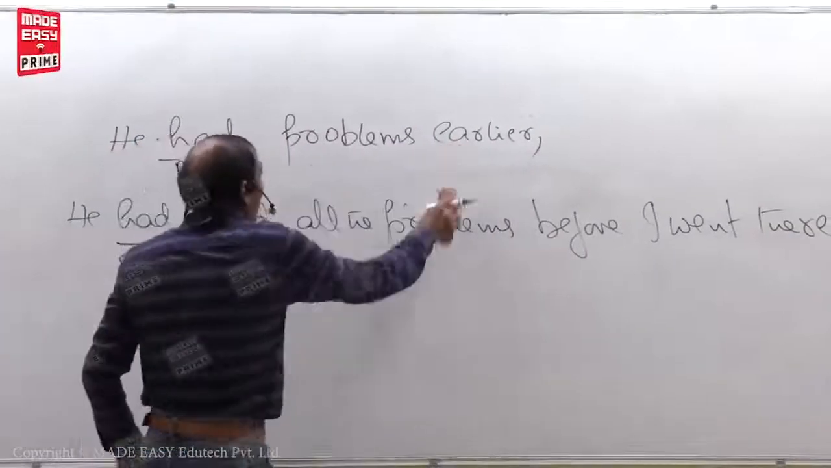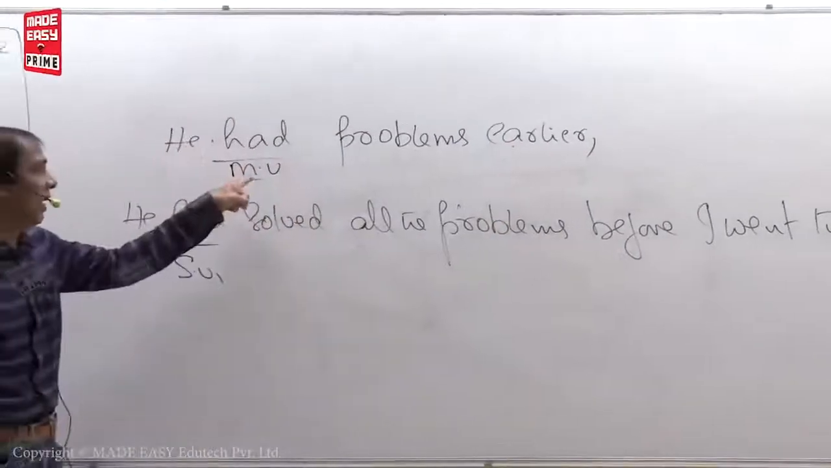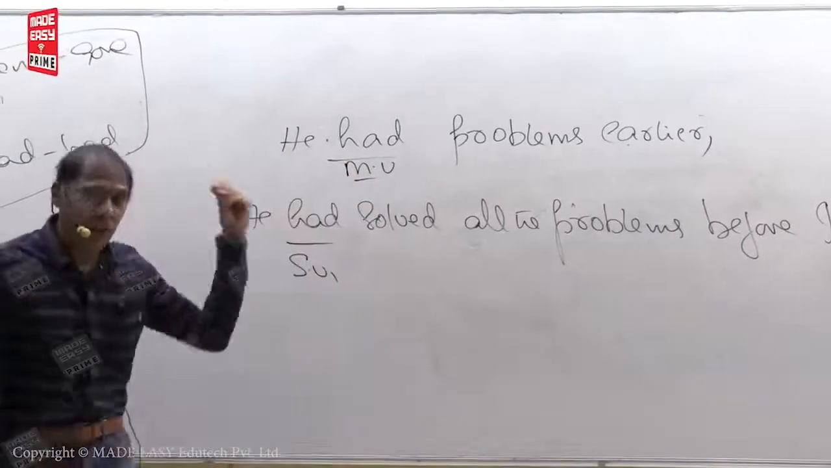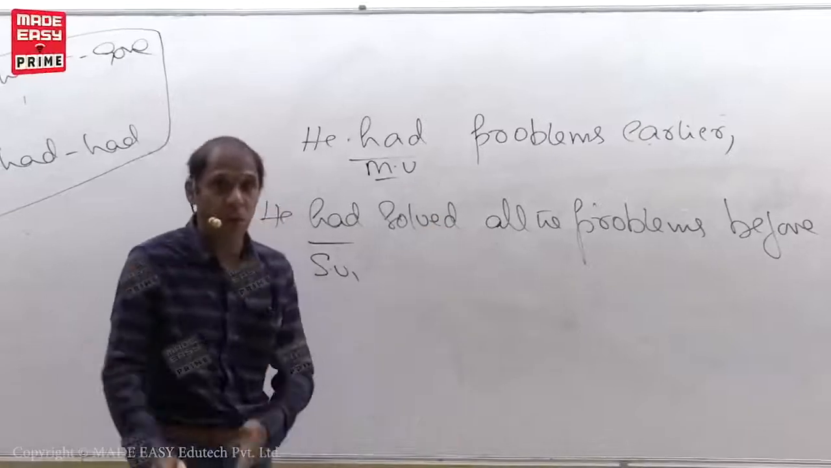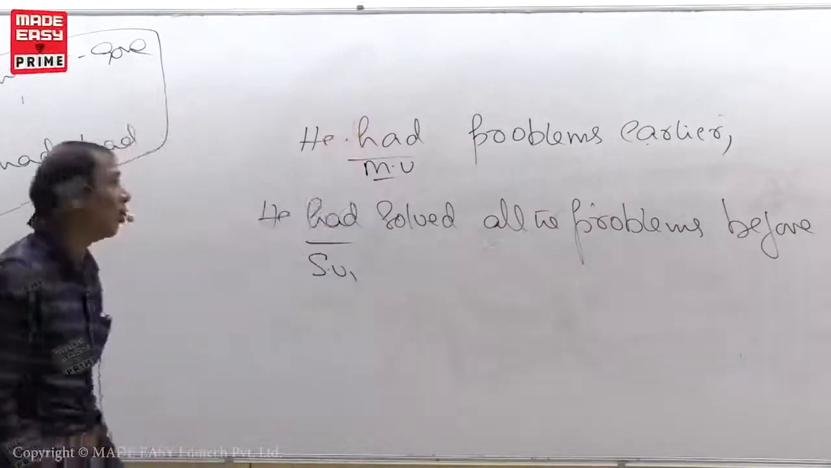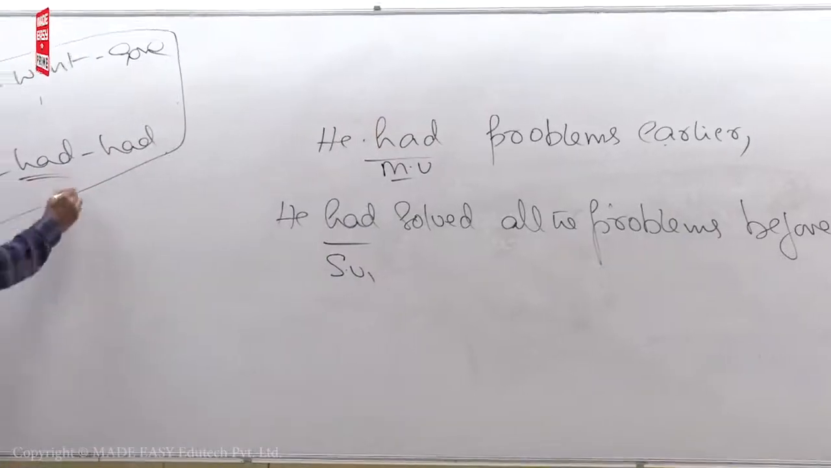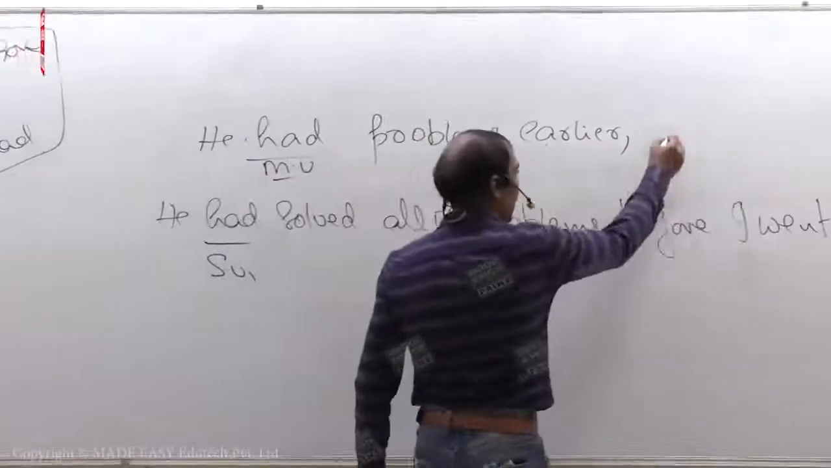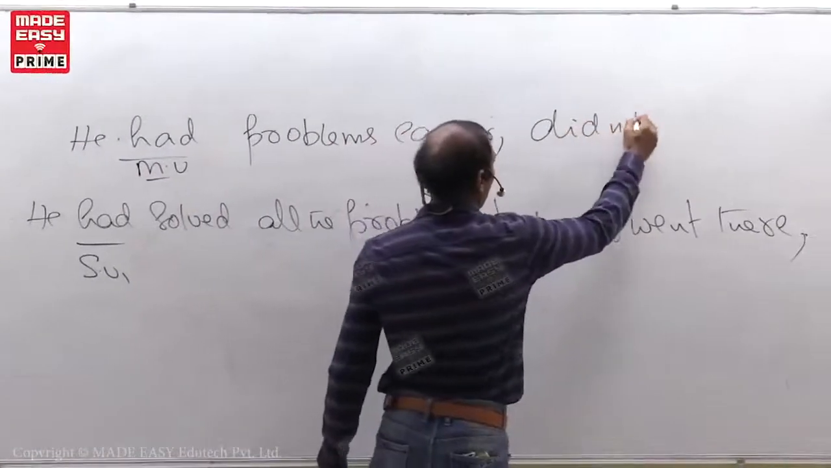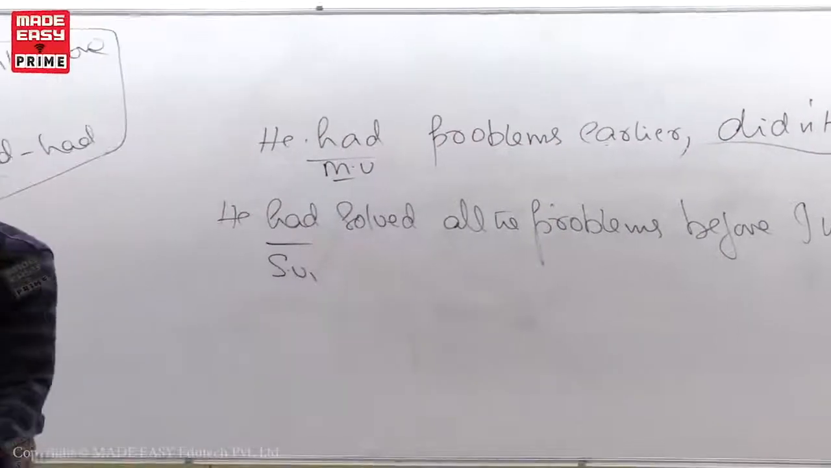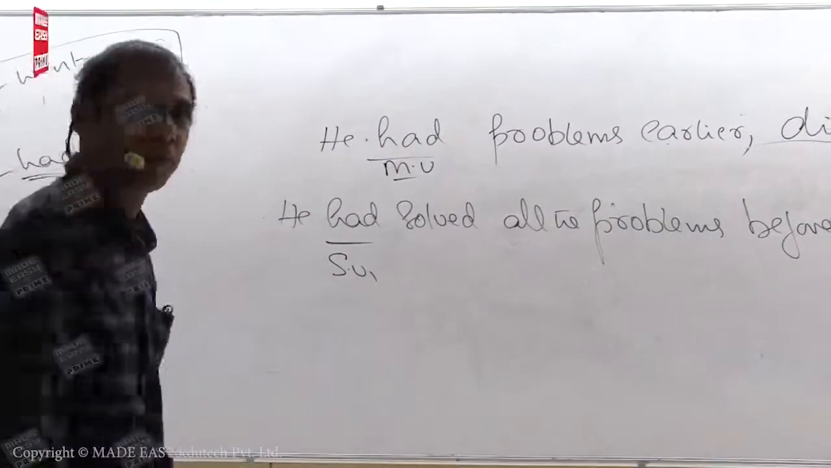He had problems earlier. Here had is main verb. It means this is not special verb. When there is no special verb, borrow do, does, or did. Had is past tense, so in the case of past tense, you have to borrow did. Did not, short form, didn't he? That's all. Very easy.